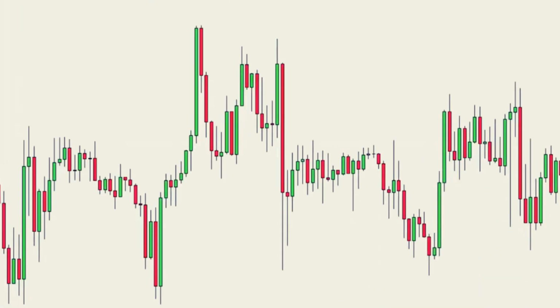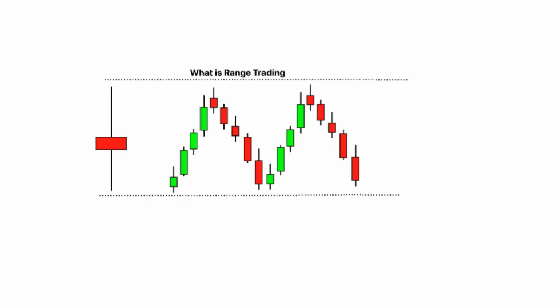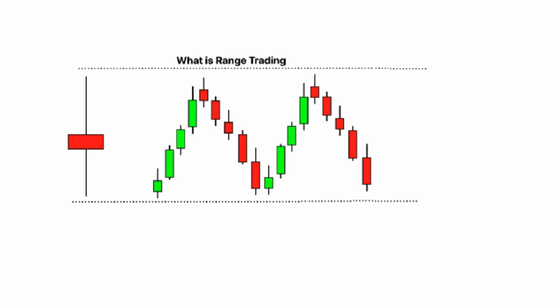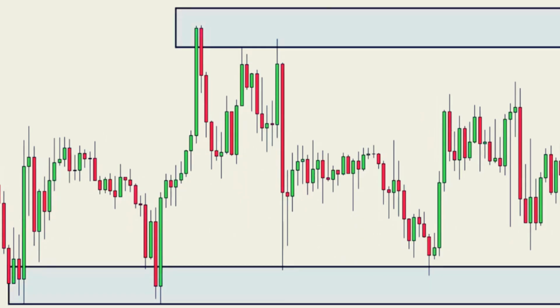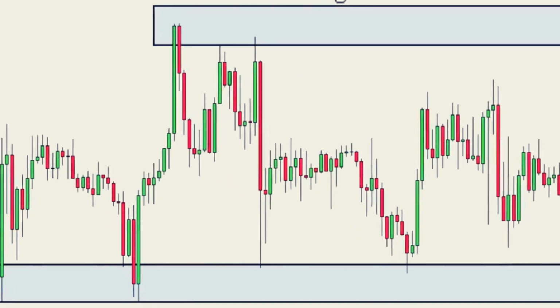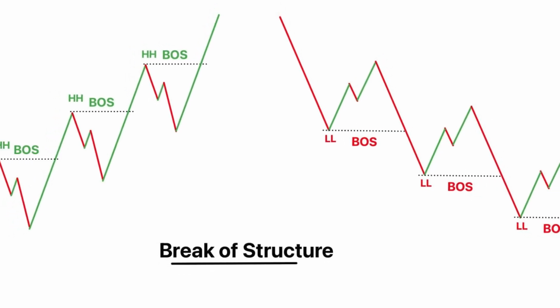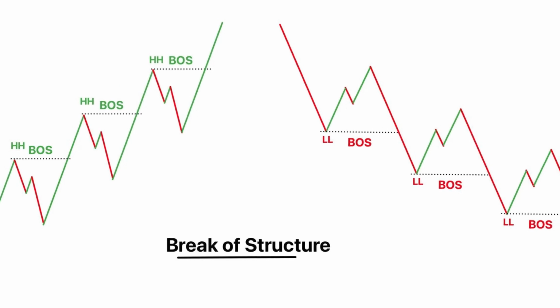Ranging market. The third market state, range or neutral, is where new highs and lows are not formed, and prices oscillate within a certain range, indicating decision-making among buyers and sellers. Break of structure plays a significant role in determining the strength or weakness of buyers and sellers.